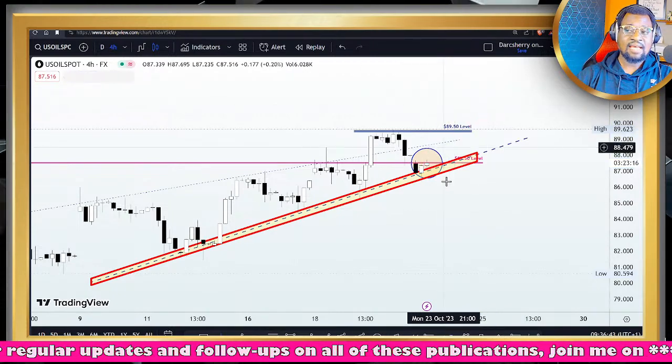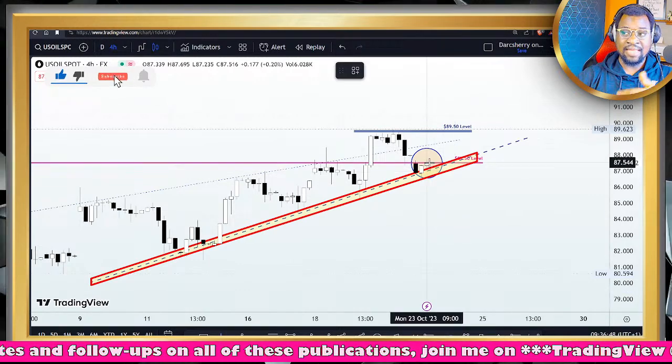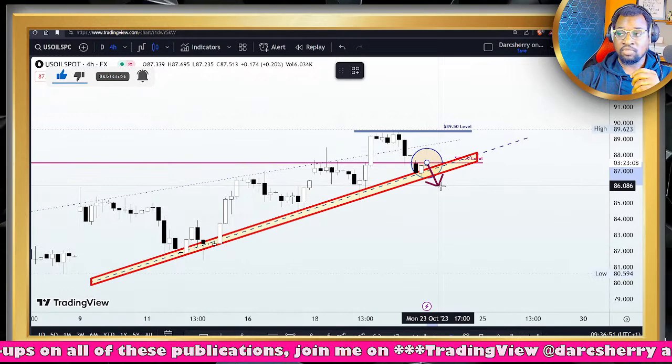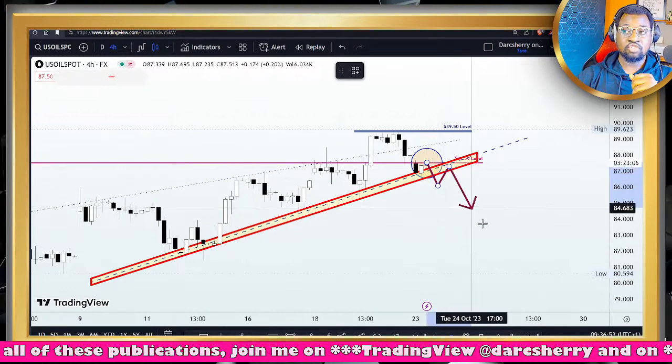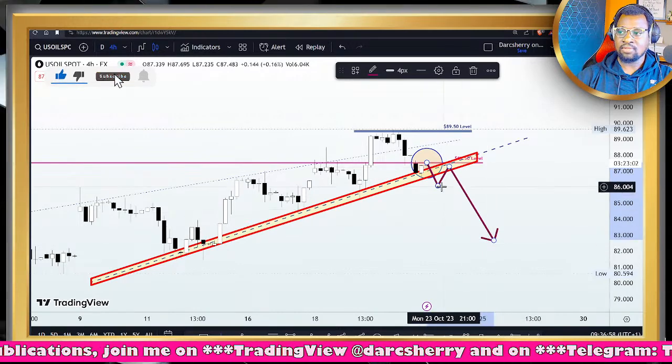However, if this ascending trend line here is broken to the downside, then we are likely going to be seeing signs of a momentum shift, where a retest of structure will be a beautiful confirmation to join the decline to the downside.